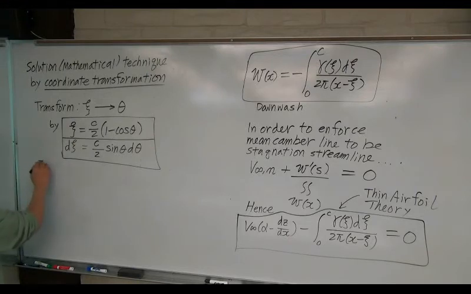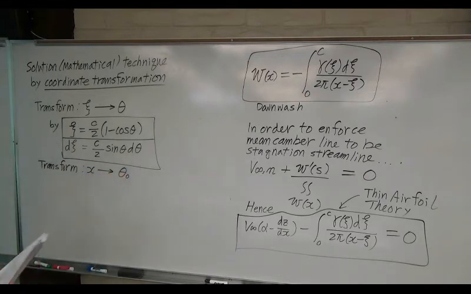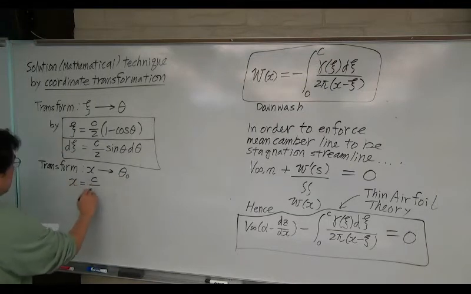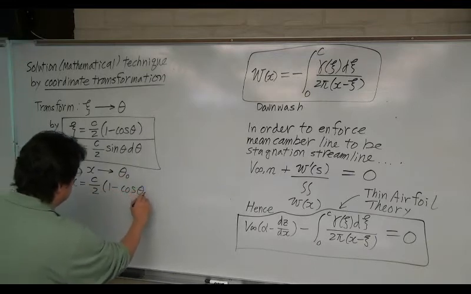And also another thing, let's transform x to theta 0 by using the same exact equation: x equals chord length divided by 2 times (1 minus cosine theta 0).